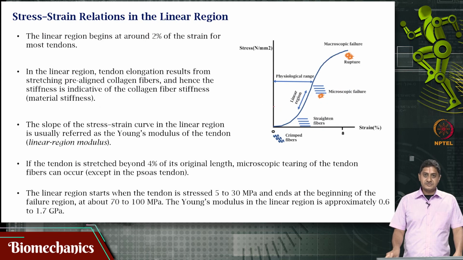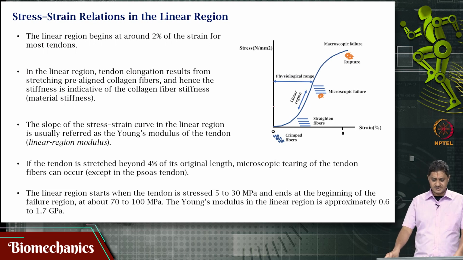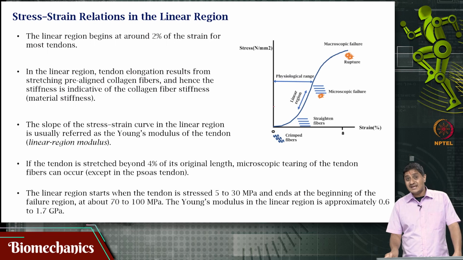For the linear region, right, in most of the tendons, the linear region begins at around 2% of the strain. I already mentioned in some cases, well, it varies between 1.5 and 4%. So, the linear region can be assumed to begin at around 2% for most tendons. In this case, the elastic modulus is constant because the slope is a constant. That is why it is a linear region of the stress strain curve, right.